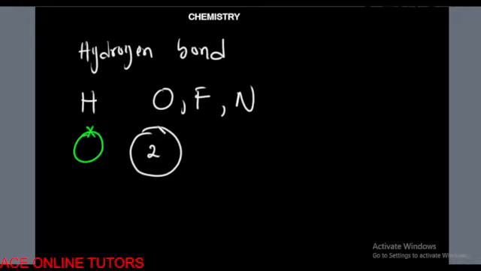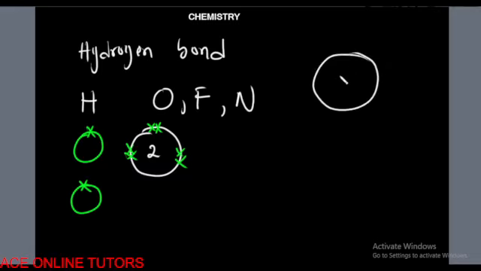That's 2, 6. So we have 1, 2, 3, 4, 5, 6. So it needs 2 electrons. That means it is going to react with 2 hydrogen atoms. So we are going to have another hydrogen atom. Then they are going to share their electrons with our oxygen. So we are going to have something like this.